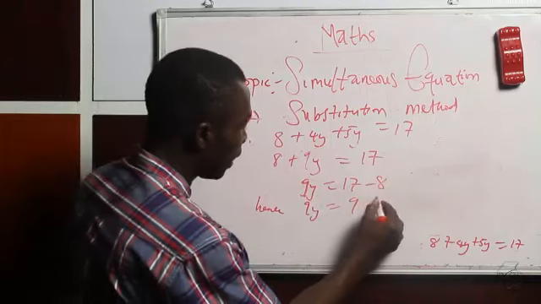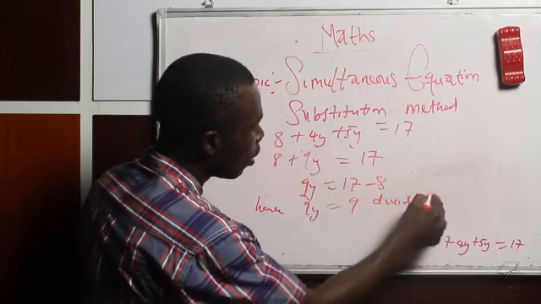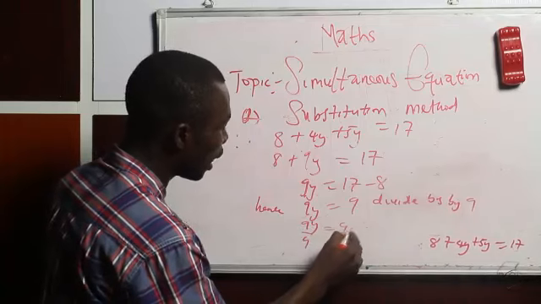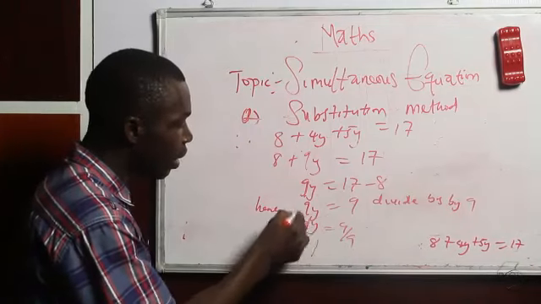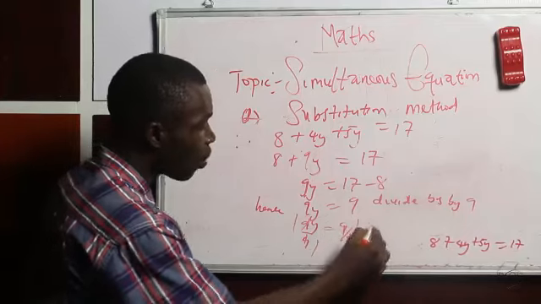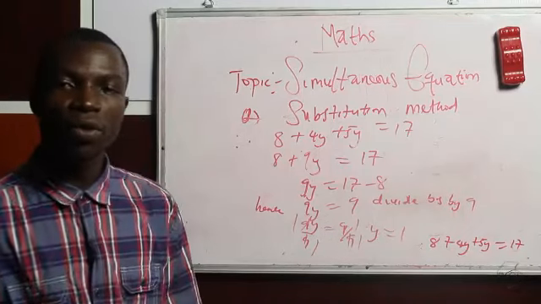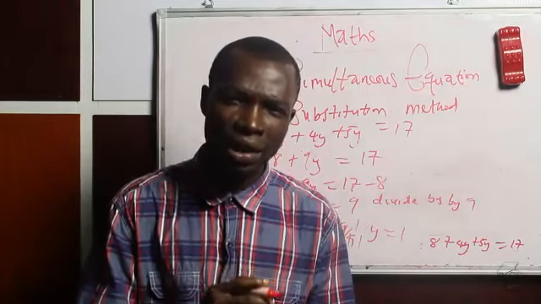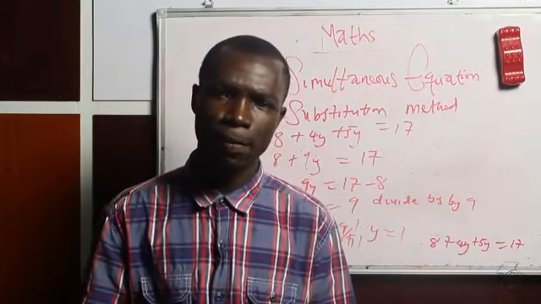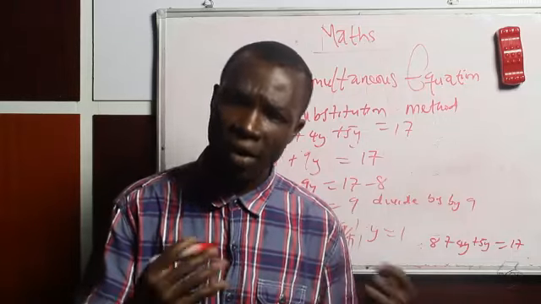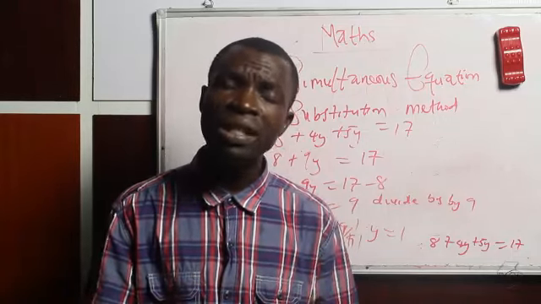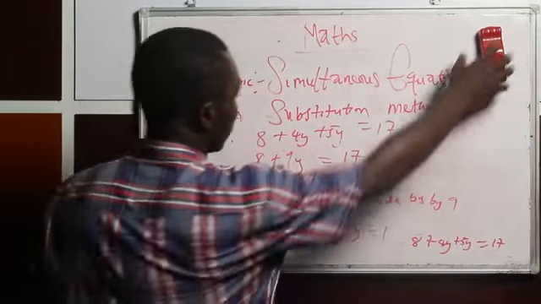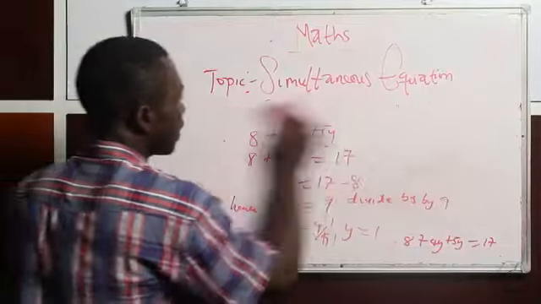To find y, divide both sides by 9. 9y over 9 equal to 9 over 9. 9 divided by 9 gives 1, so y is equal to 1. One of the unknown variables using the substitution method, that is y, is equal to 1. How do we find our x? Because we are using the substitution method, to find x.